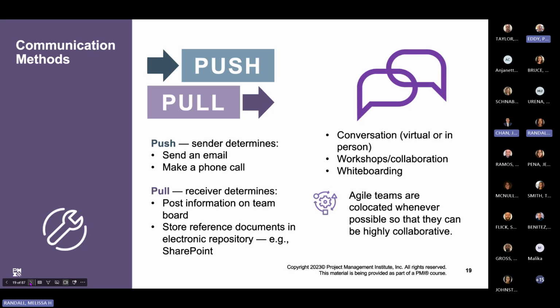So if it's on a team board, and we do have team boards in MS Teams, or in some kind of repository, so this is me, I'm the project manager, I'm putting this in SharePoint, I'm putting it in MS Teams. Now my team members, my stakeholders, they can go and pull that information, right? So they can go to MS Teams and download it. If I posted a document out there, they can download it.